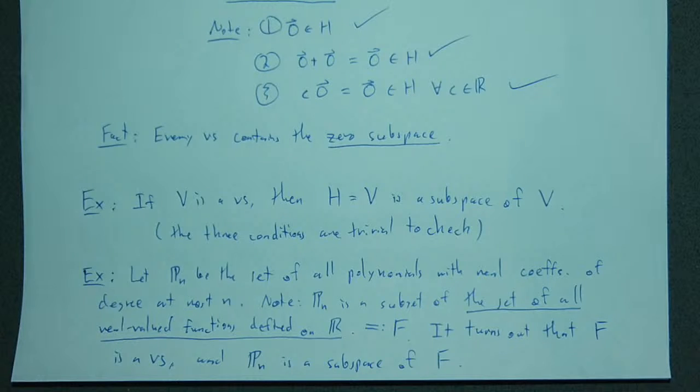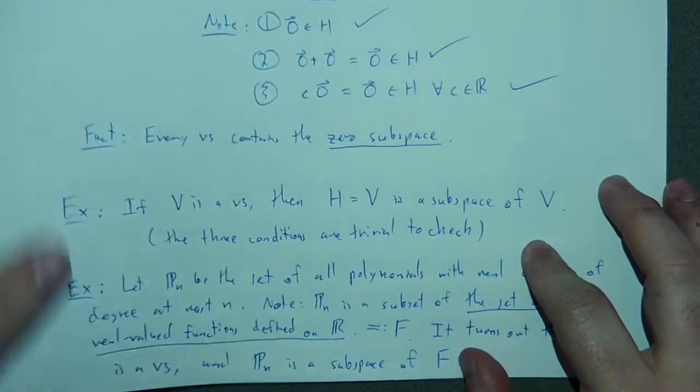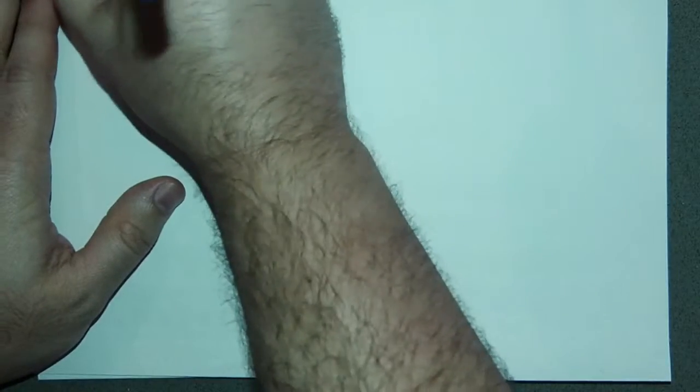Now, I'm not going to prove right now that F is actually a vector space, but you could check independently that it actually satisfies all the vector space axioms. Okay, so that's another example. Let's do more examples.